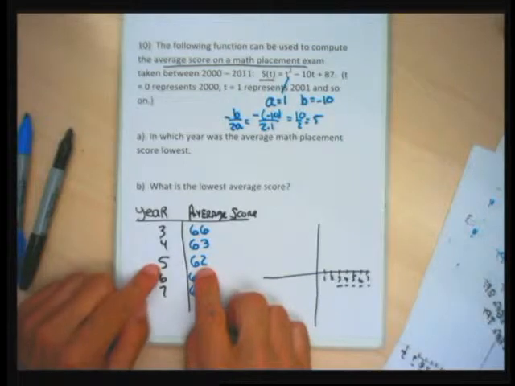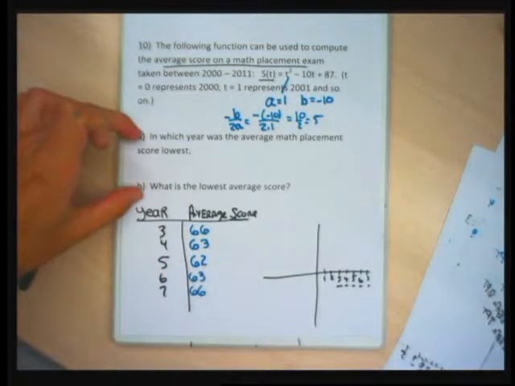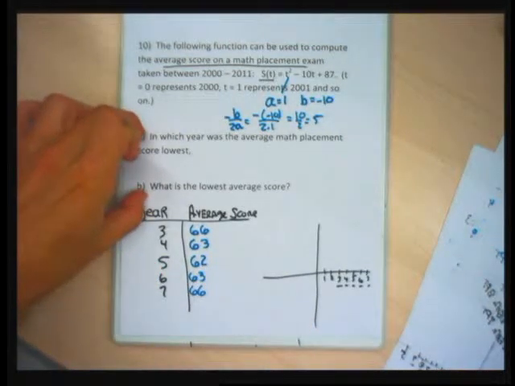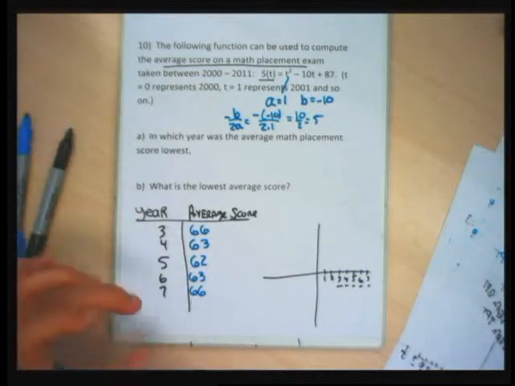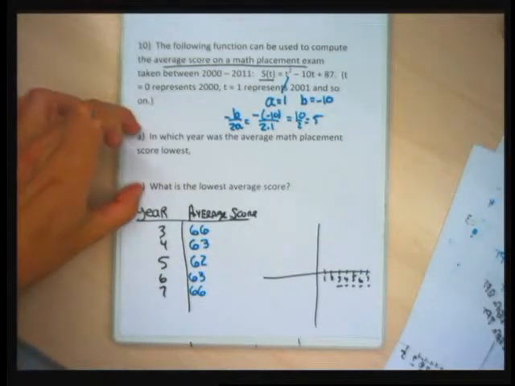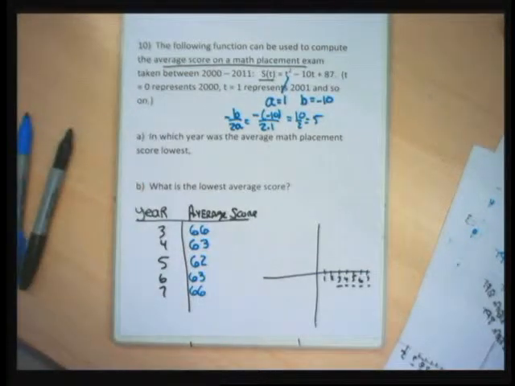The vertex is a minimum point. That's perfect for answering a lowest question. It doesn't ask me a maximum question or a highest question. When vertexes are minimums, they do well to answer what's the least amount. When vertexes are maximums, they do well to answer what's the highest amount.